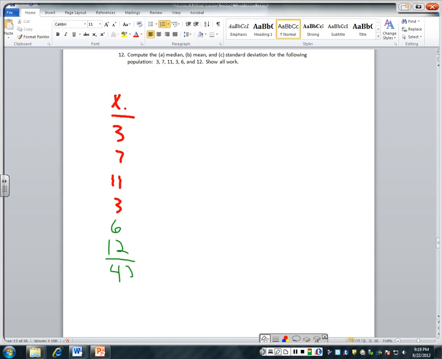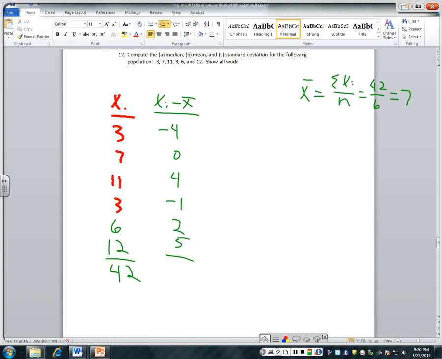Anyway, that sum is 42. So X bar is equal to the sum of the X's divided by n, or 42 divided by 6, which is equal to 7. So to compute the standard deviation, I'm going to subtract the sample mean from each value of X. So 3 minus 7 is minus 4, 7 minus 7 is 0, 11 minus 7 is 4, and so on.